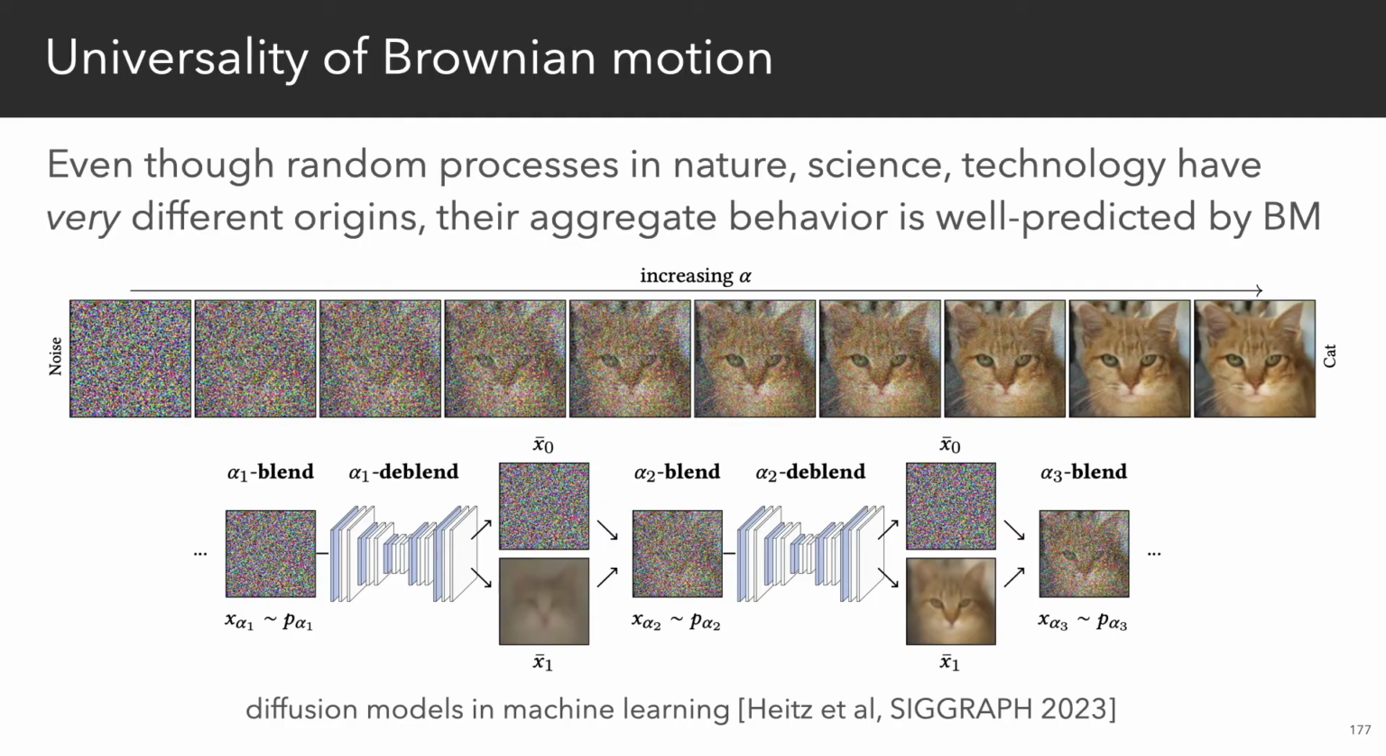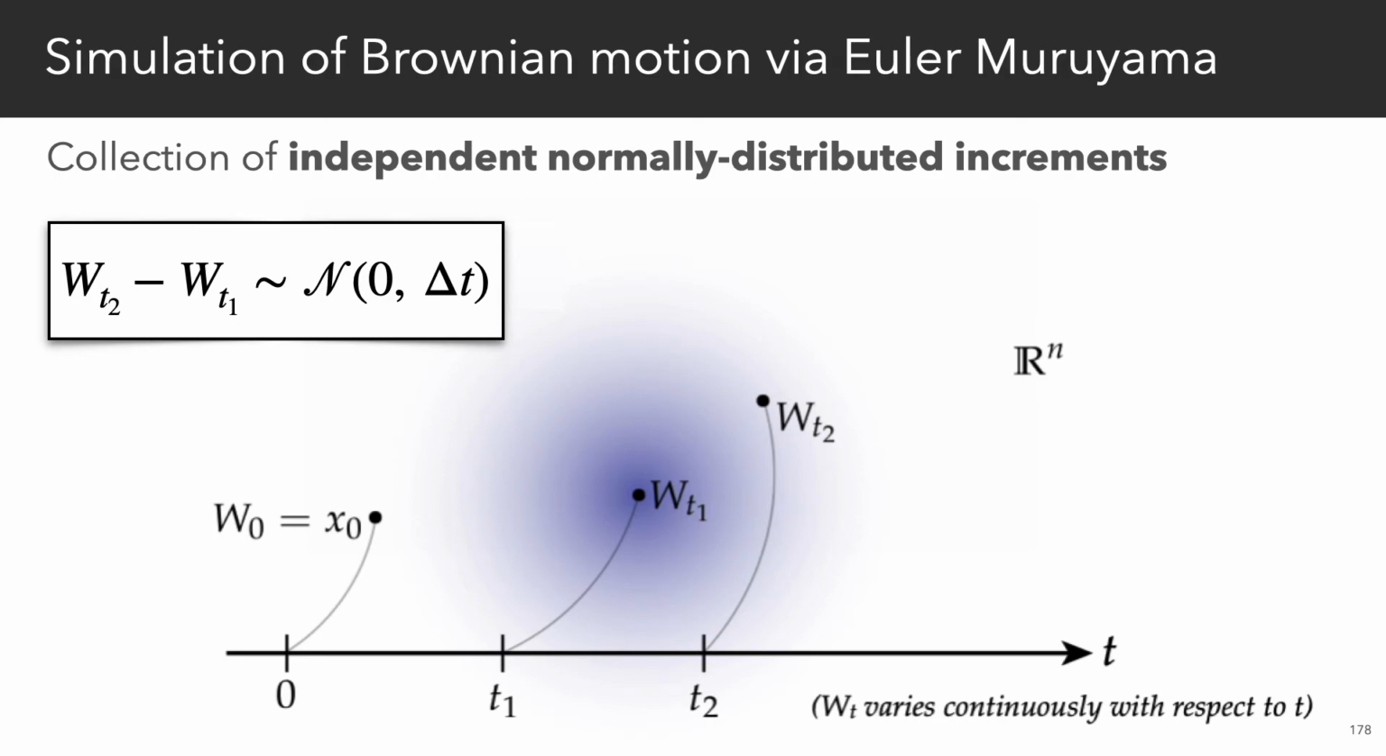Now, because of its universality, people have naturally looked into ways for simulating Brownian motion. So the most obvious simulation scheme comes from the definition of Brownian motion itself.